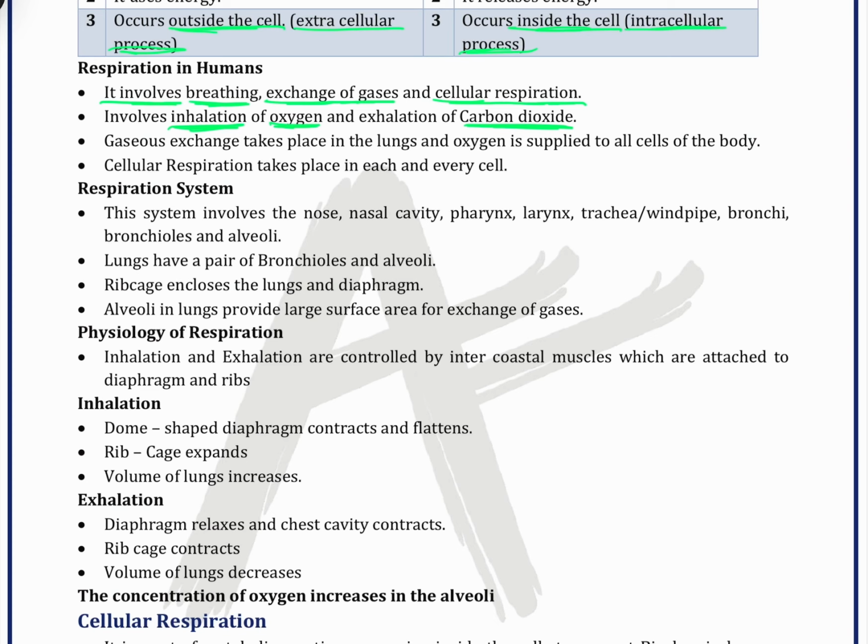The next is gaseous exchange takes place in the lungs, and the oxygen is supplied to all cells. So cells also need oxygen. We have already discussed this in ninth class, the first chapter of biology. Oxygen is very essential for cells and every part of the body. So next, cellular respiration takes place in each and every cell.